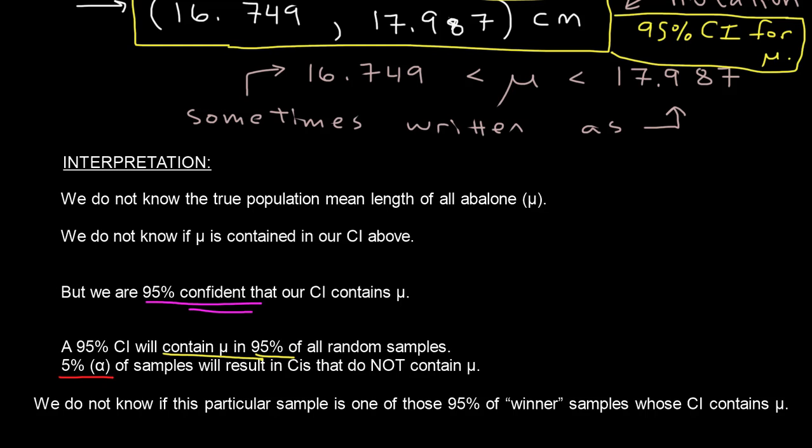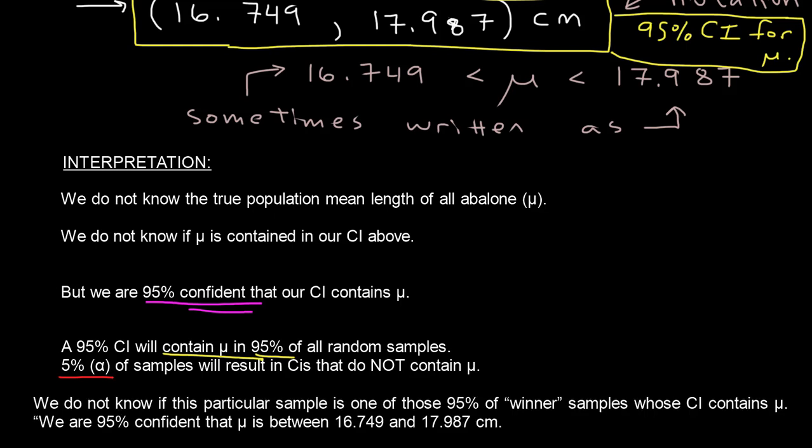We do not know if this particular sample is one of those winning confidence intervals, one of those winning 95% of confidence intervals. And that is a part of why we say that word confidence. We are 95% confident that mu is contained within those bounds that we calculated.